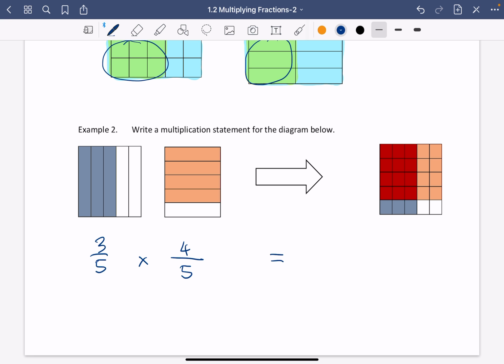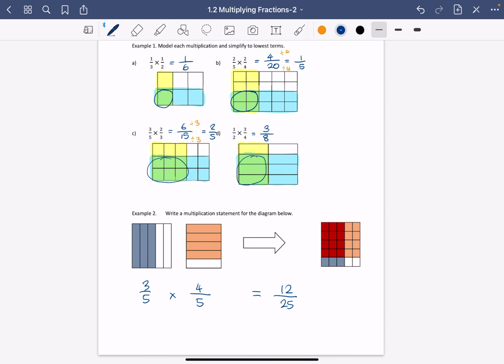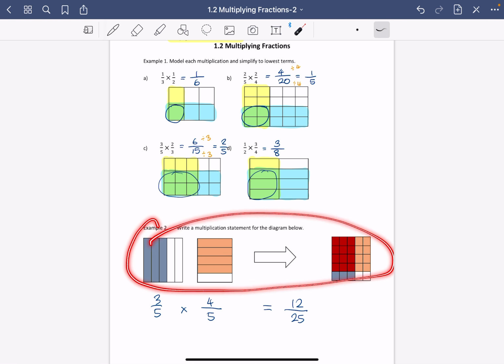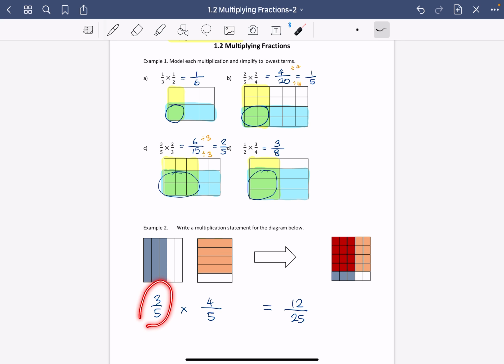And this is equal to 1, 2, 3, 4, 4 vertically and 3 horizontally. So 4 times 3 will be 12 red overlapping squares. And then in total, we have 25. Okay, and we can't simplify this anymore, so this will be the final answer. Okay, so from this diagram, we can see that it's the same as saying 3/5 times 4/5 equals 12/25.